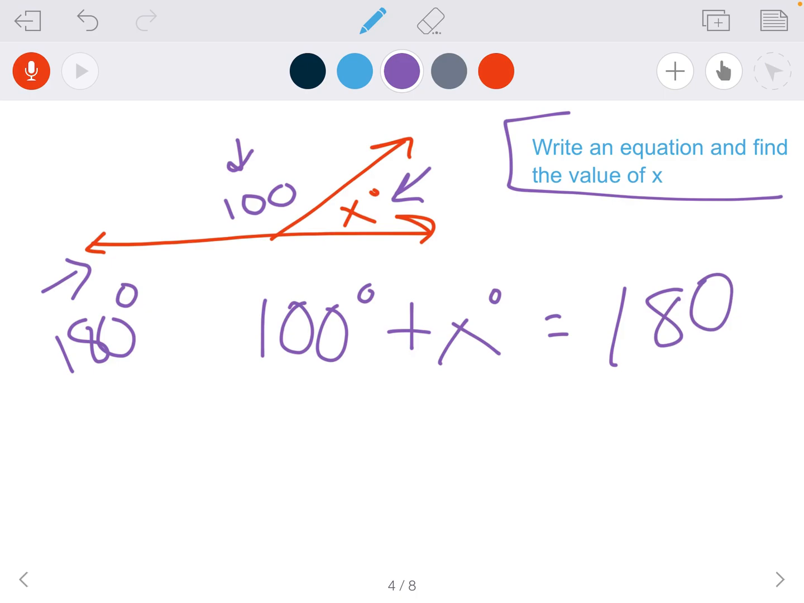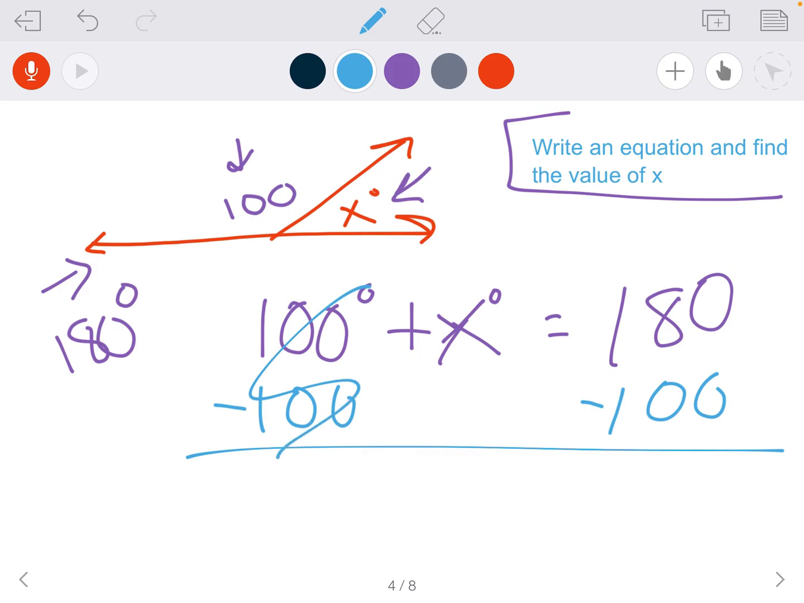So doing that, I need to get x by itself. To undo a positive 100, I have to subtract 100 from both sides. These cancel out, and I have x equals 180 minus 100, which is 80 degrees. So I know that the value of x is 80. Rewind and watch again if you didn't get it.